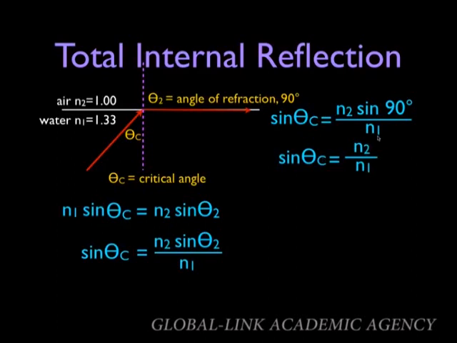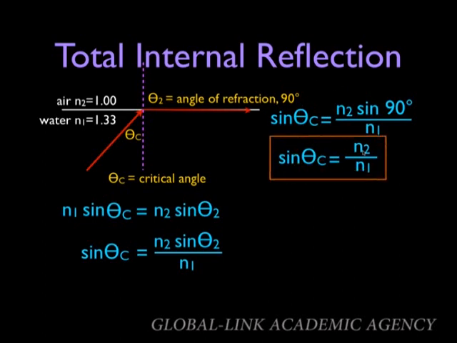Now you got to remember that n2 is the refractive index of the material on the other side. In this case it is the air. n1 is the refractive index of the material on which the light is initially traveling before hitting the boundary. So for our case, n1 is 1.33, refractive index of water. And this is the expression for calculating the critical angle.